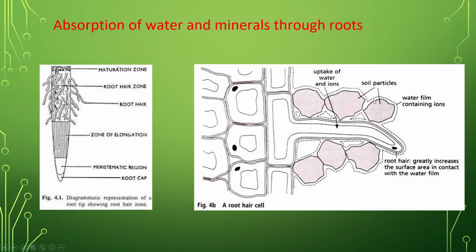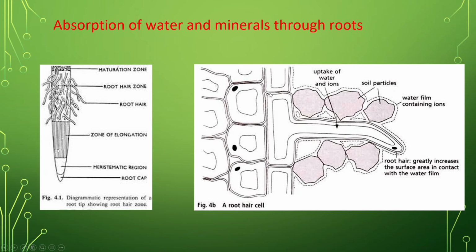Around the soil particle there is a thin film of water, and the water also contains different minerals or ions. This water then gets into the root hairs. Water is absorbed into the root hairs by the process of diffusion, and I already discussed diffusion. From one root hair cell to another cell, the water goes by the process of osmosis. That means osmosis also happens here.